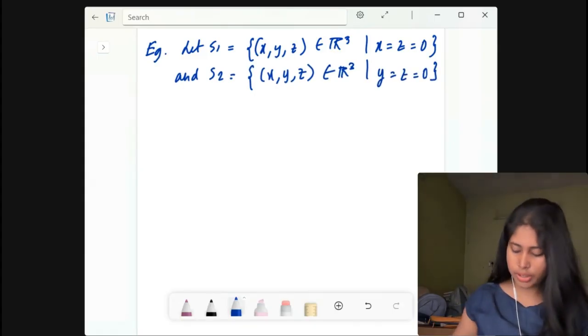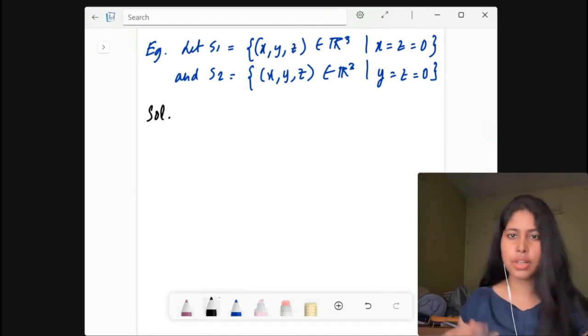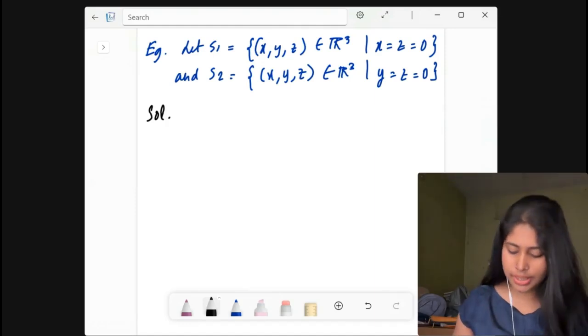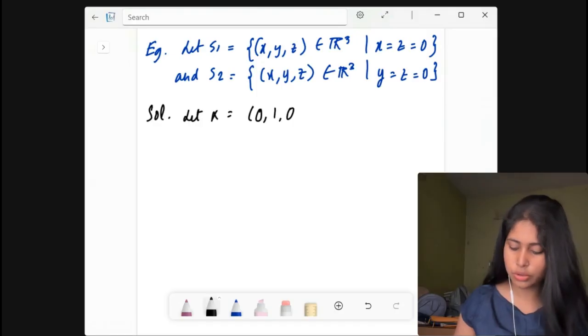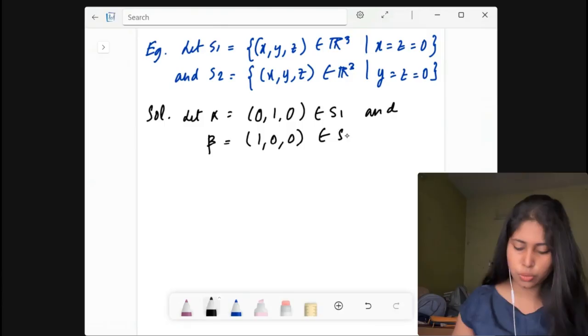Okay, now let us see the solution. Now, how will we write it? Let us say first we'll consider alpha. Let alpha be equal to (0, 1, 0), which belongs to S1, and beta be equal to (1, 0, 0), which belongs to S2.